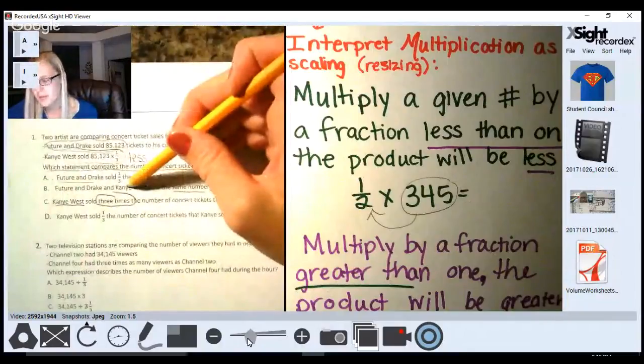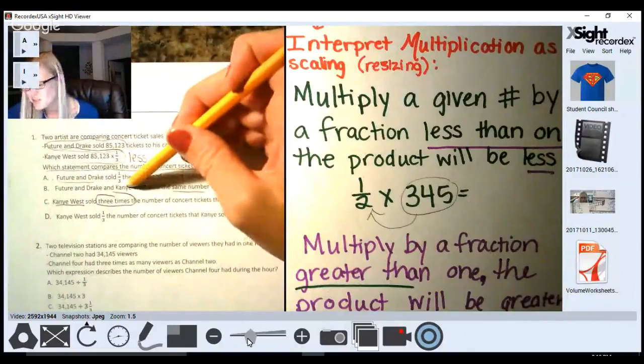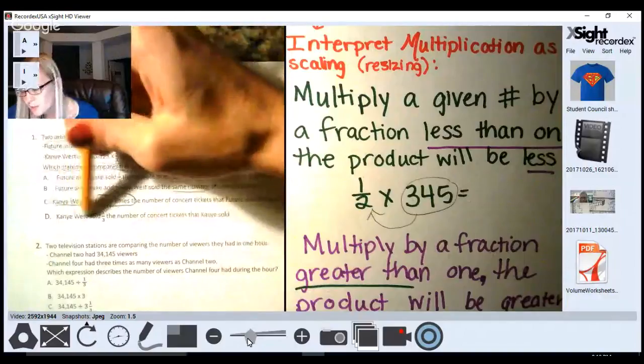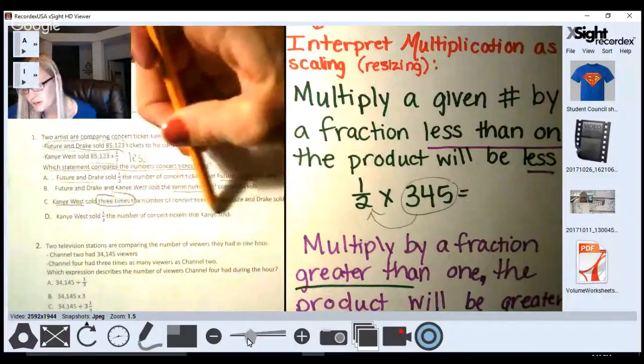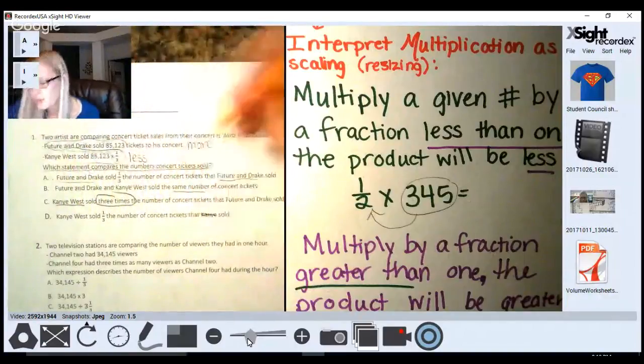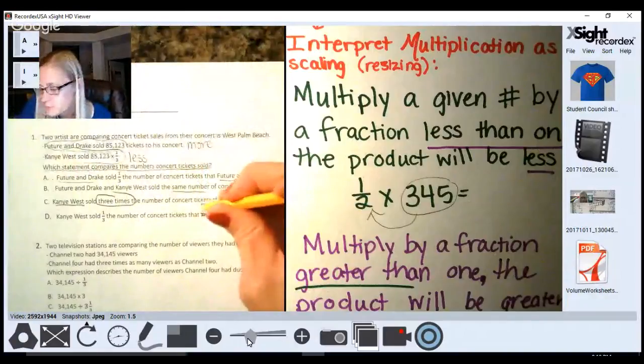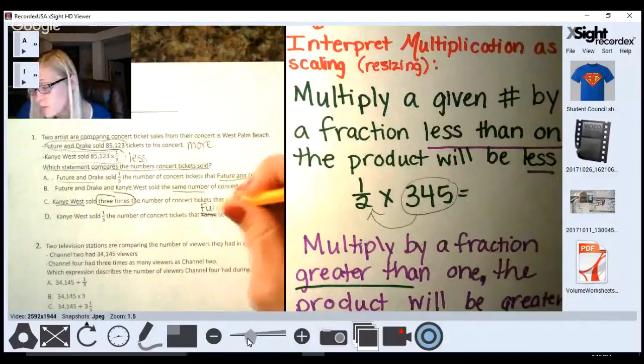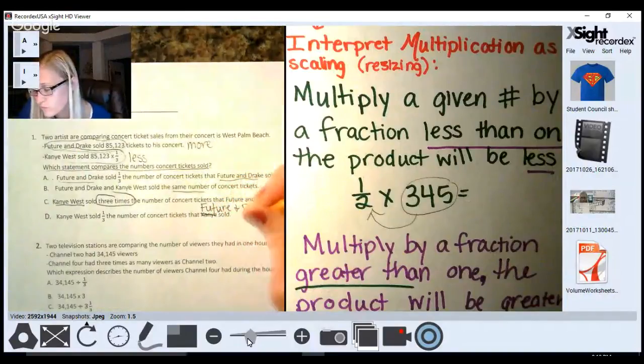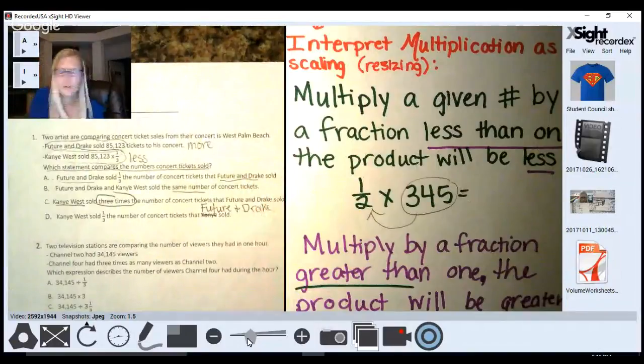So I want to look at my next one, which just has such a typo on it. Kanye West sold 1/3 the number of concert tickets that Kanye sold. This should say Future and Drake. What a typo. I did not make this. I don't even take credit for it at all. I make plenty of mistakes. This one's not mine. And this isn't anybody who's even here, so don't worry about it.